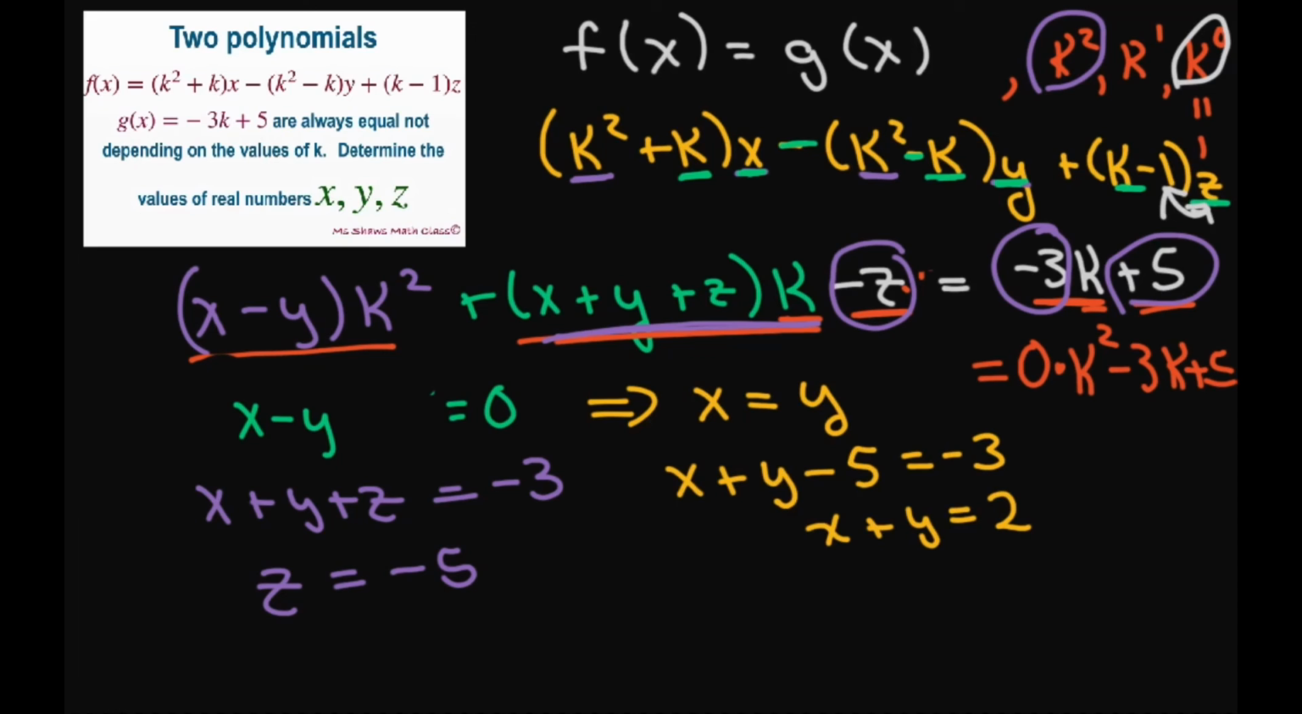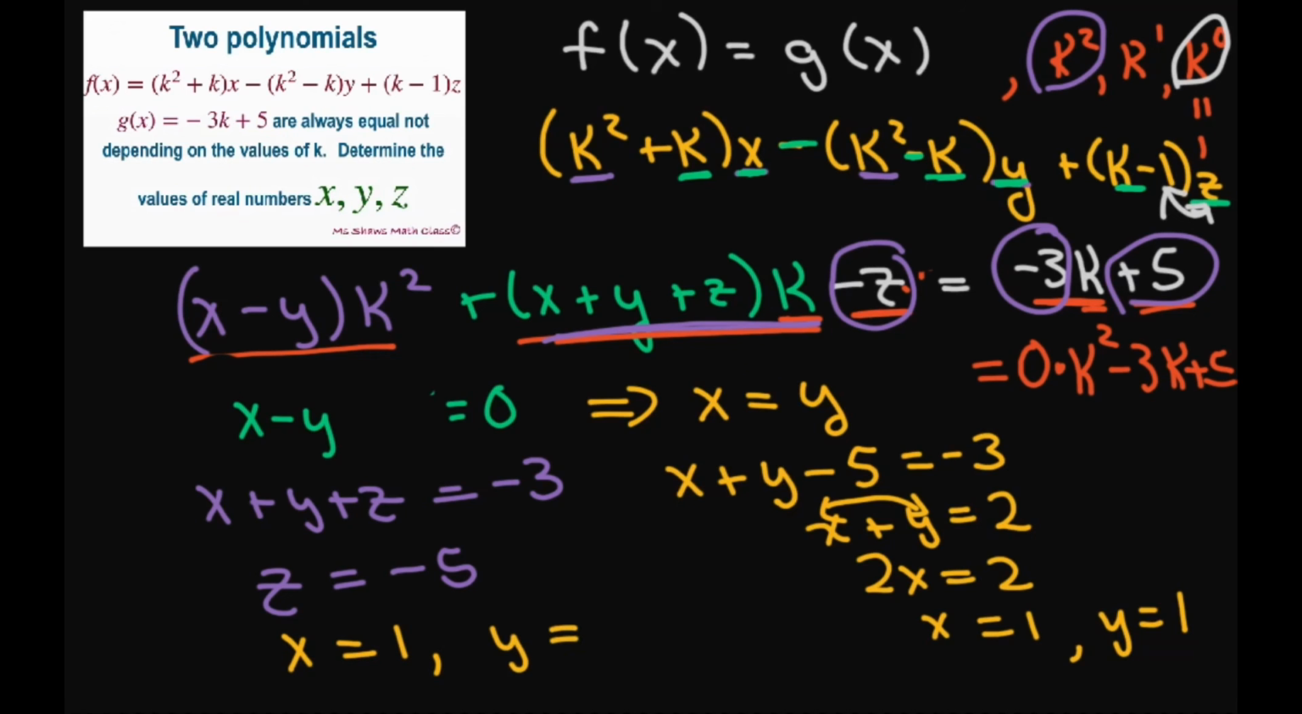If x equals y, you could say 2x equals 2 because they're the same, and so x is 1, which means y is 1. Or you can just do that mentally: 1 plus 1 is 2. So now we have z equals negative 5, x equals 1, and y equals 1. Is that all we have to do? Yes, there are our values.